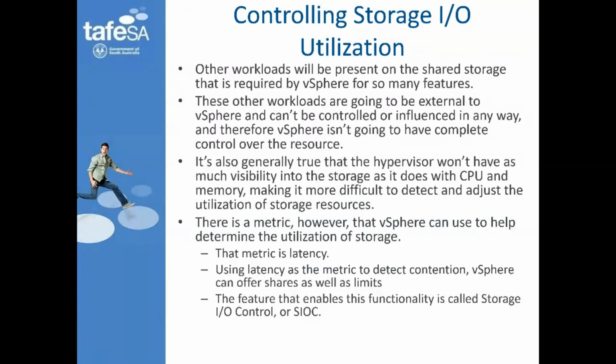Then there's the storage. The storage is storage IO as well, input output requests. So other workloads will be present on the shared storage that is required by vSphere for so many features. These other workloads are going to be external. So what does that mean? If I've got a SAN, my ESXi hosts are connected to it. That's fine. And that's what we can control.